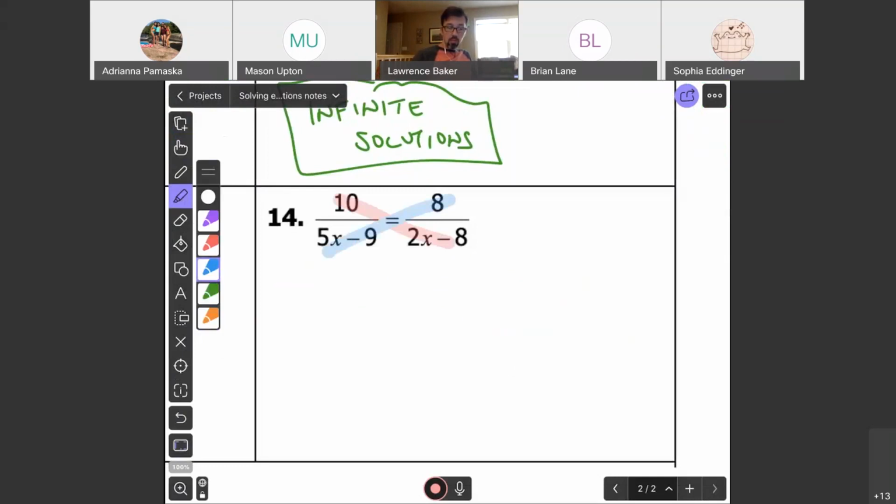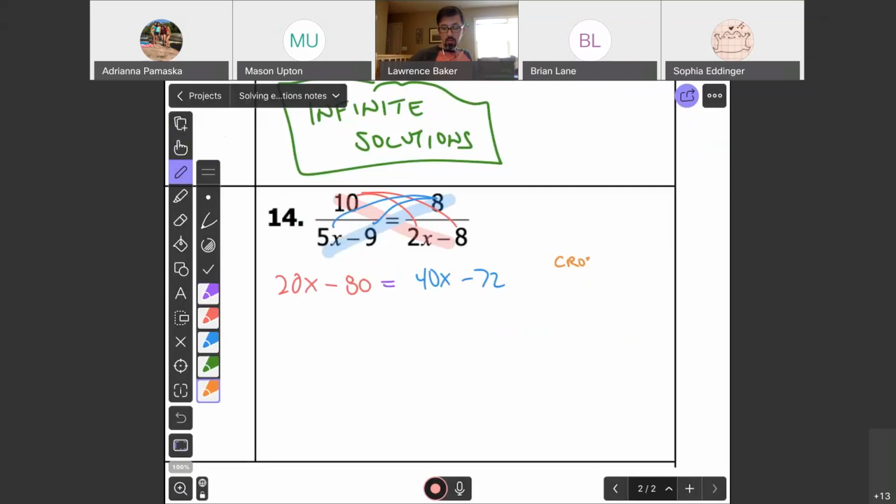Make sure that when you're doing this that you're distributing, so that 10 needs to hit the 2x and the 8. So that would give me 20x minus 80 and equals, and then the same way the 8 needs to hit the 9 and the 5x. So 8 times 5 being 40x, and 8 times 9 being 72.